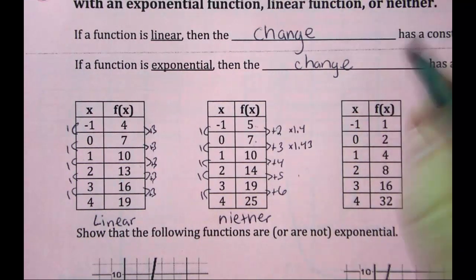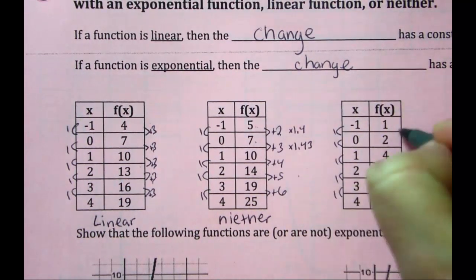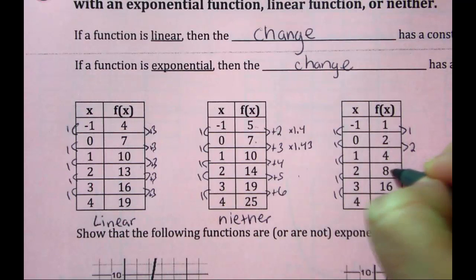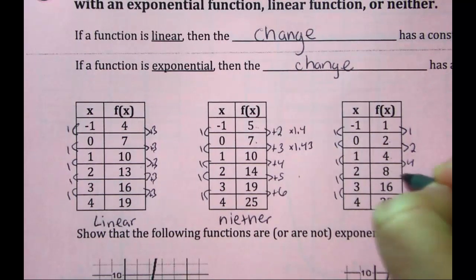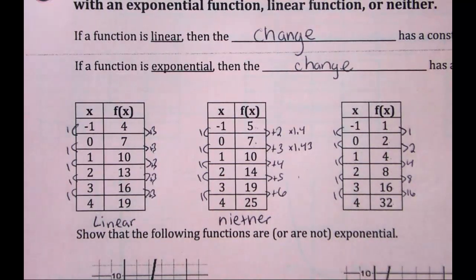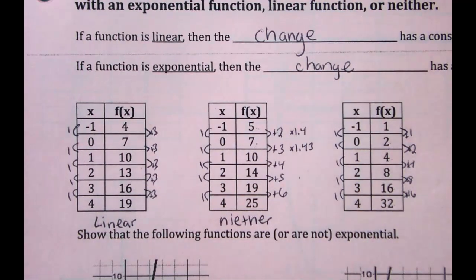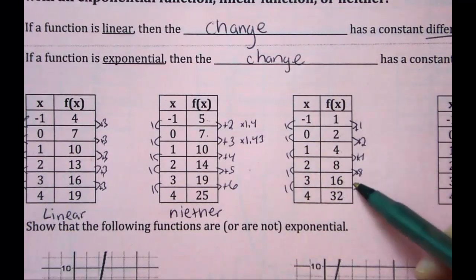Now let's look over here. Going up 1. Now, from 1 to 2, it goes up 1. 4 minus 2 is 2. 8 minus 4 is 4. 16 minus 8 is 8. And 32 minus 16 is 16. So that doesn't work. If I add, those are all pluses right there. Those don't work. So it's not linear, we know, because it doesn't have a constant adding change.